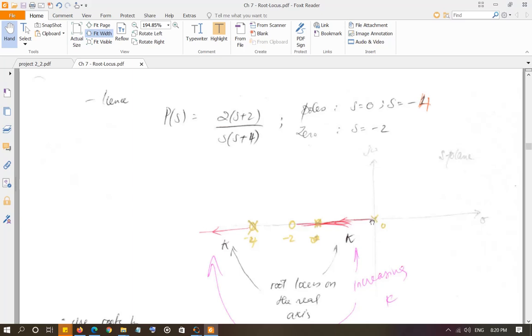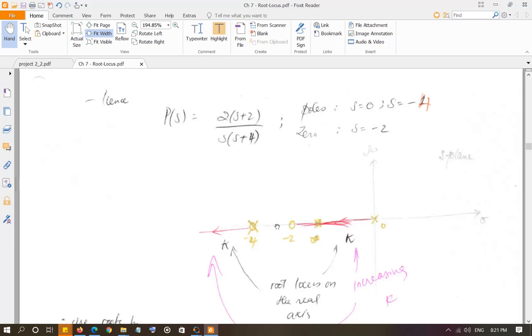So if I want to know which section of real axis here is part of the root locus, I'm going to stand here, let's say, and look towards my right. I have only one pole, that is an odd number. So this whole section until you hit the next zero or next pole is part of the root locus. And remember, it starts at a pole and ends at a zero. So as K is increasing, one of the sections will start from this pole and end at this zero.